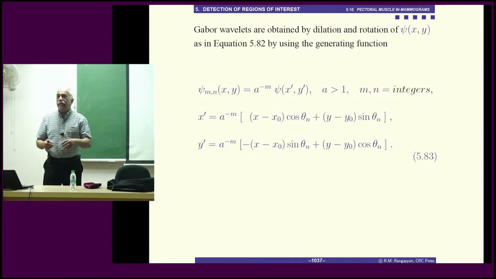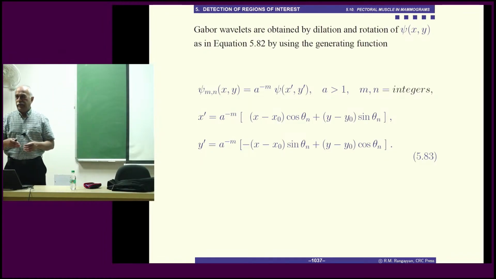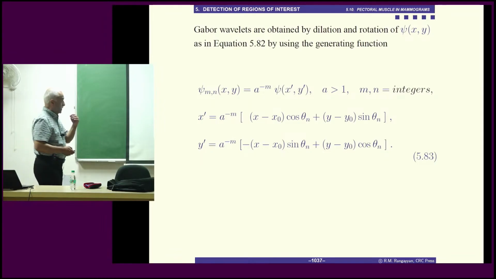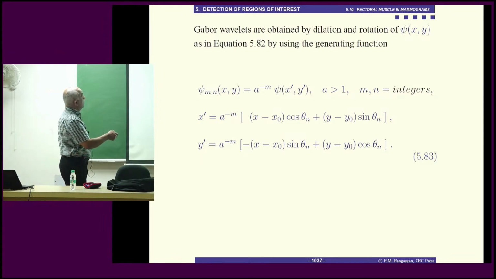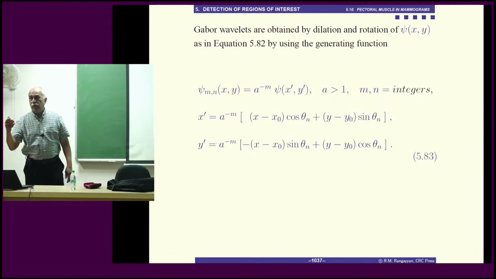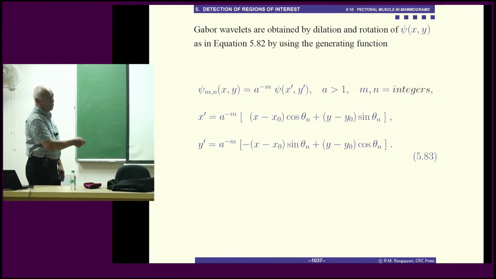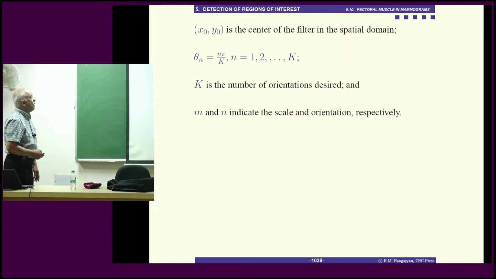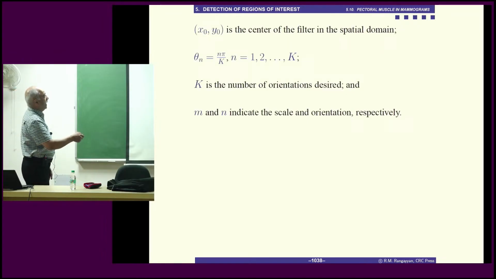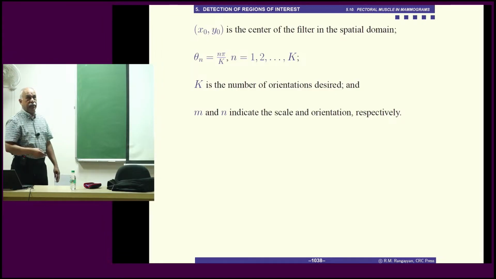And in the case of wavelets, you need a scale factor and you need rotation, in this case for directional analysis. So psi mn of x,y is a to the minus m times psi of x', y', where x', y' are the rotated coordinates, with some origin x naught, y naught. This is simply the rotation transform by angle theta n. And do it for all angles of interest. Okay? Scaling, rotation. So theta n is some n pi over k, as many steps as you want.